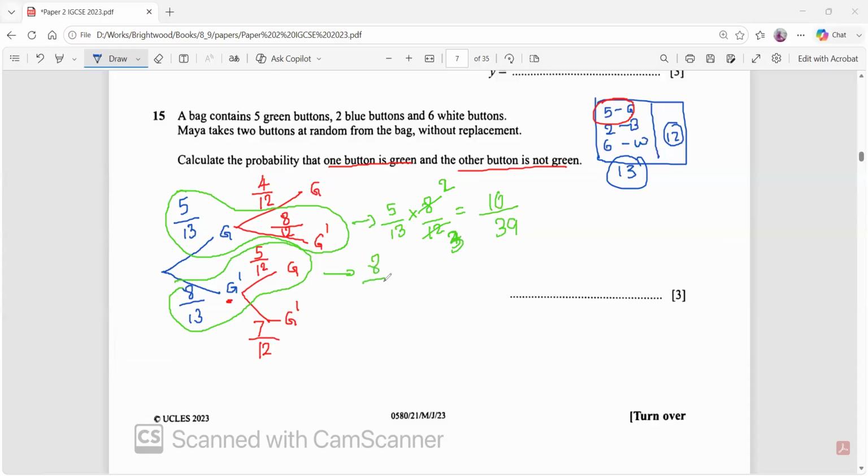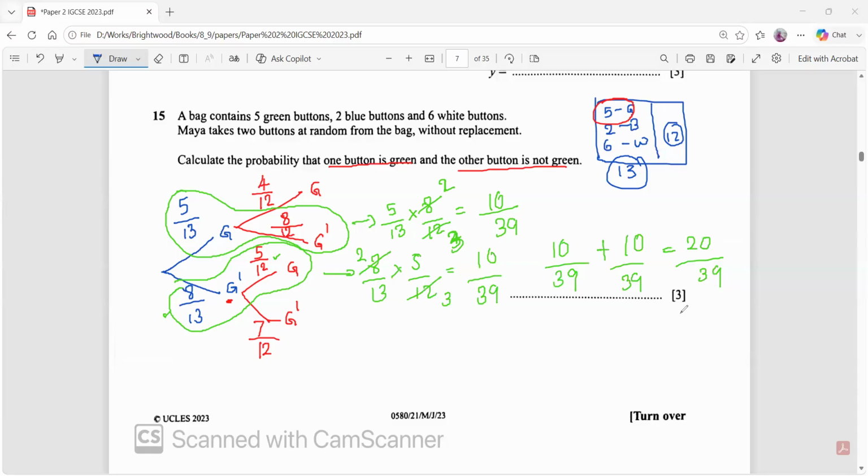For this one, multiply 8 over 13 plus the second one, 5 over 12. Any cancellation? Yes, here also you can cancel by 4. Here 3, here 4. Here 2. Same value. Here 10 over 39, plus 10 over 39. What is the probability? Both are okay. So the answer should be 20 out of 39.